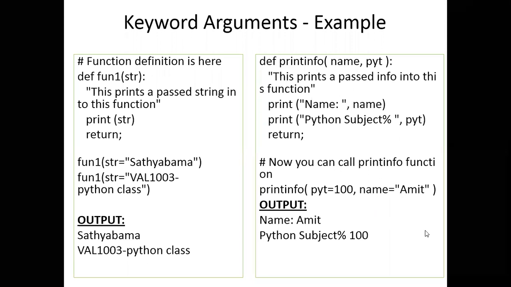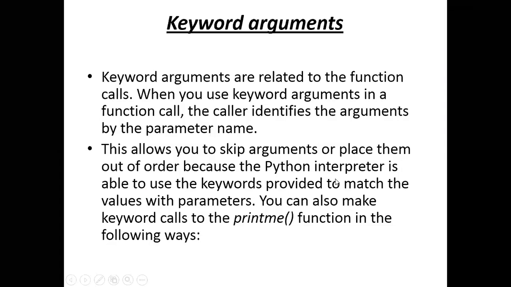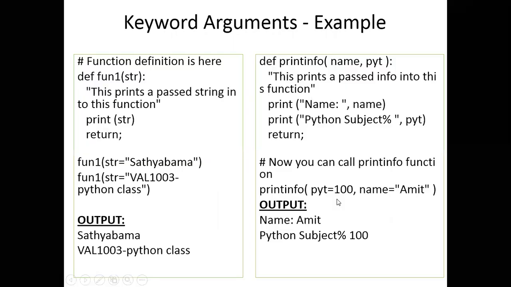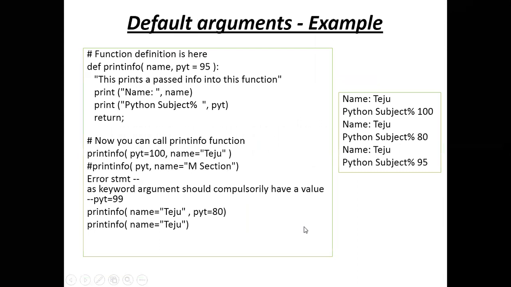So in any order you can pass, only in the case of keyword arguments, whereas this is not possible with the previous one, the required arguments. The same thing is possible with keyword arguments: you can change the order. Using the keyword you are giving, it will correctly match and take it. So this is your keyword arguments. And the next one is default arguments.